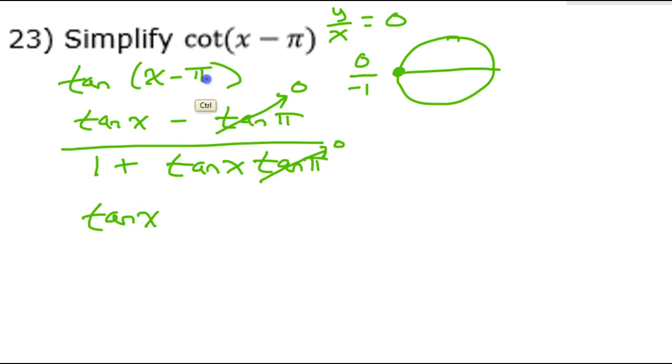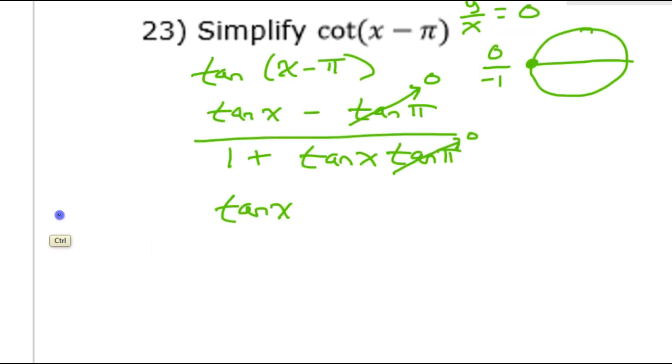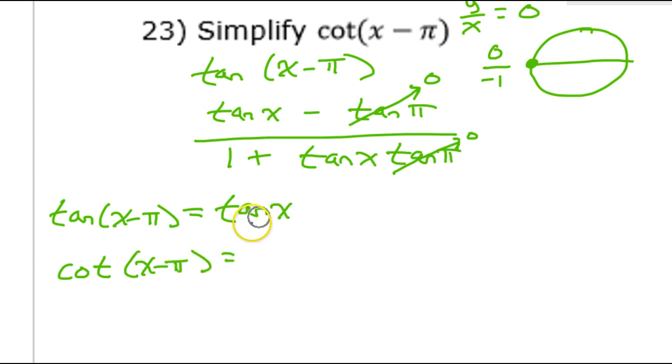But I want the reciprocal of that. Okay, so I should write this down. So tangent of x minus pi is equal to tangent x. So cotangent of x minus pi should equal the reciprocal of tangent. Well, the reciprocal of tangent is cotangent. So that should be the final answer.